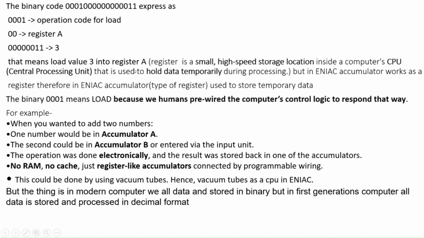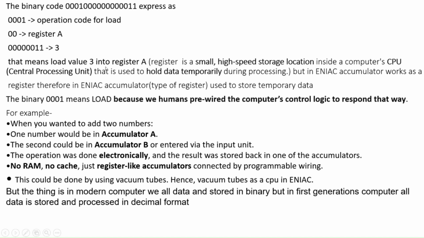In this binary code, the first 4 digits of the binary form are reserved for the operation code for load. That means this part represents the operation code for load, 00 will represent the register, and this 8-bit binary form represents 3. Combining all this binary form gives a result like this. And this means load value 3 into register A.